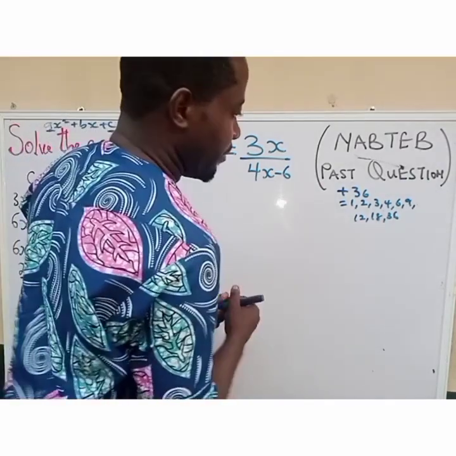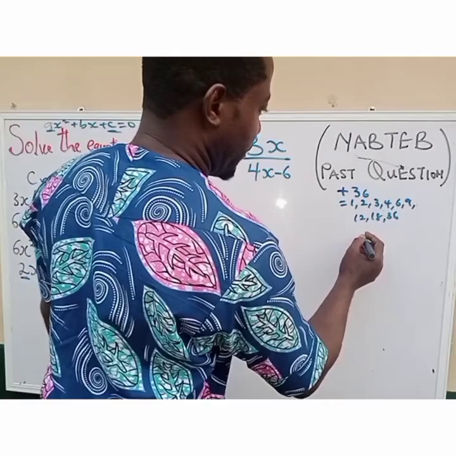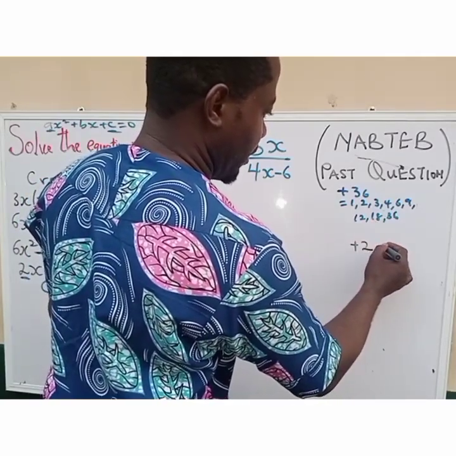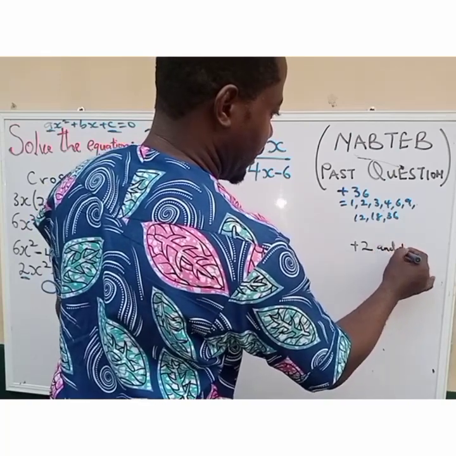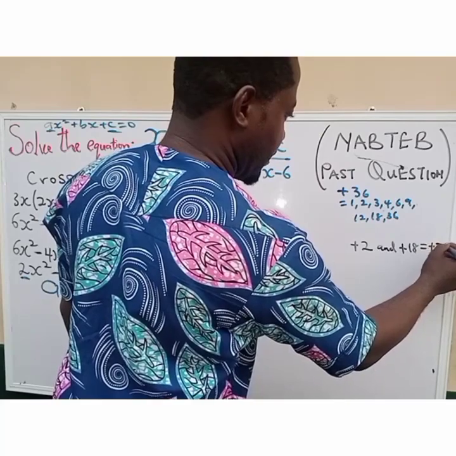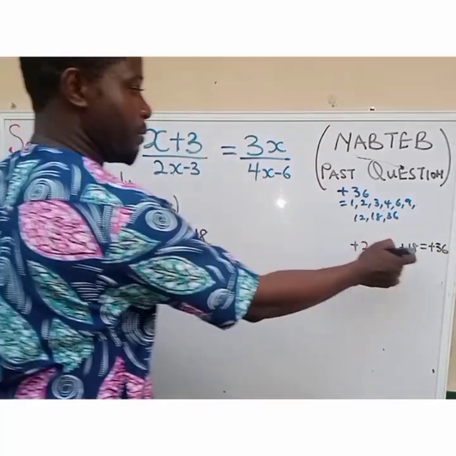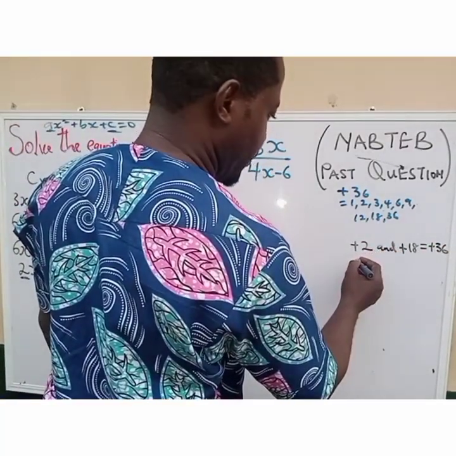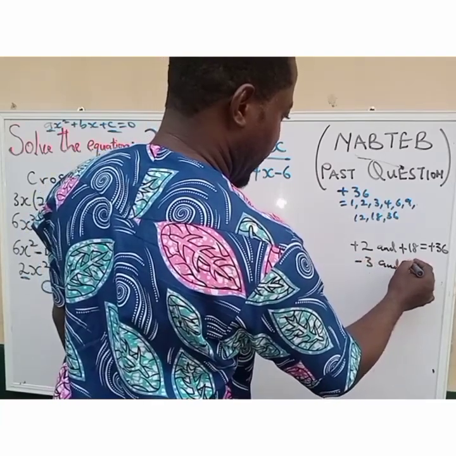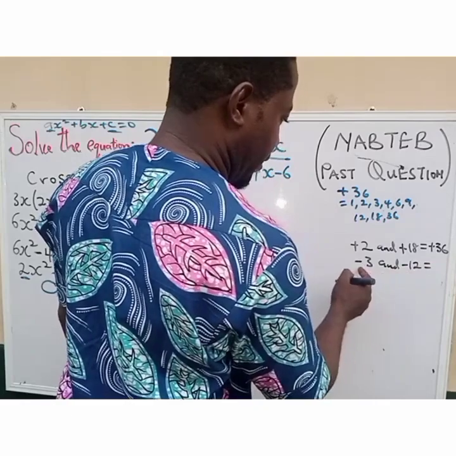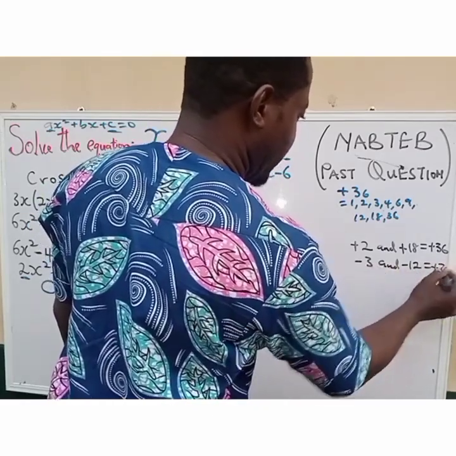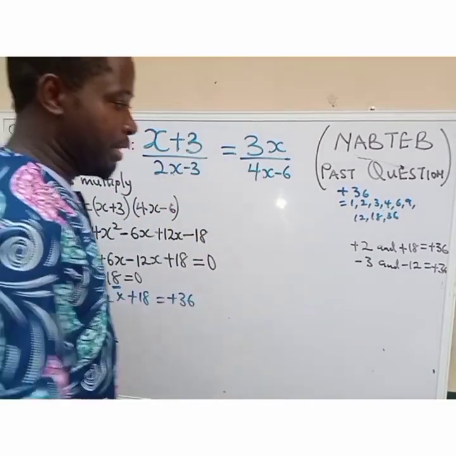So from this now, if I pick, let's say I multiply plus 2 and plus 18 together, of course I will have plus 36. What about minus 3 and minus 12? If I multiply it, minus times minus gives plus, 3 times 12, and we have 36. So you can have more than that.